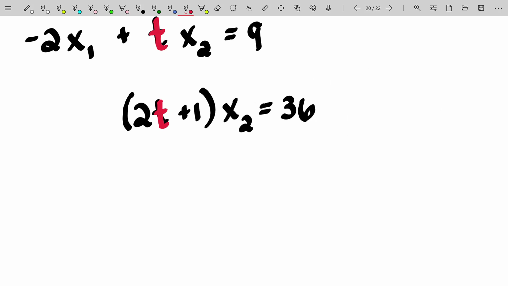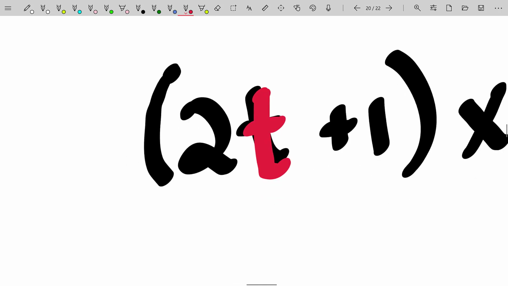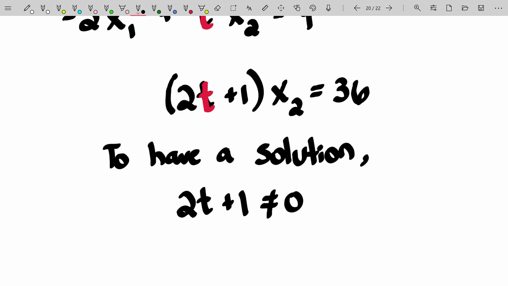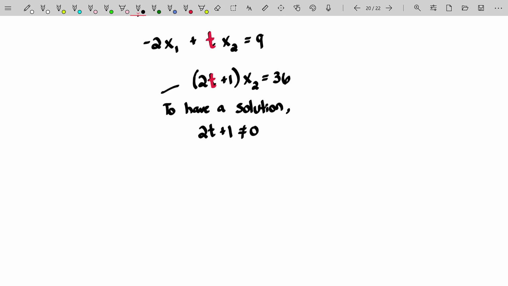And that means that coefficient had better not be 0. So to be able to isolate x sub 2, we require that that coefficient is non-zero. Think about it this way. If that coefficient was 0, then this equation right here would say 0 times x sub 2, or in other words 0, should equal 36. Do you see a problem with that?